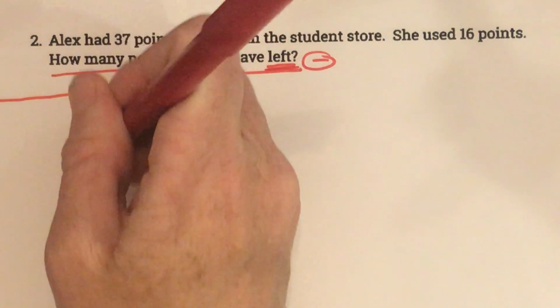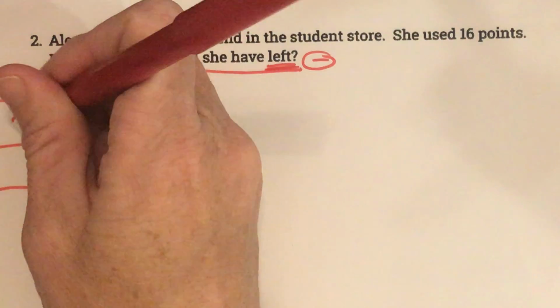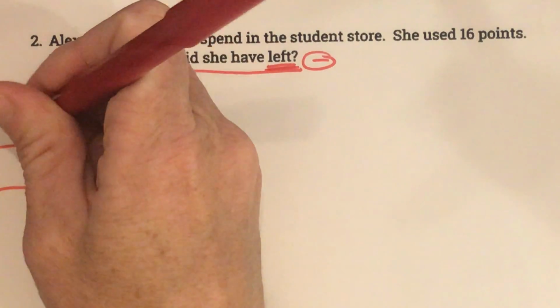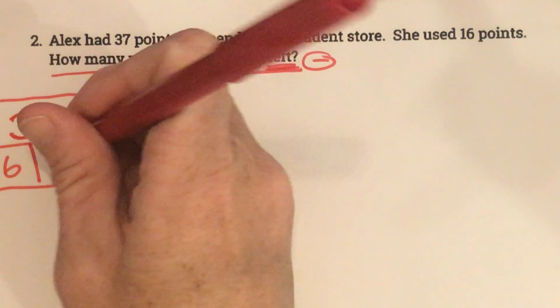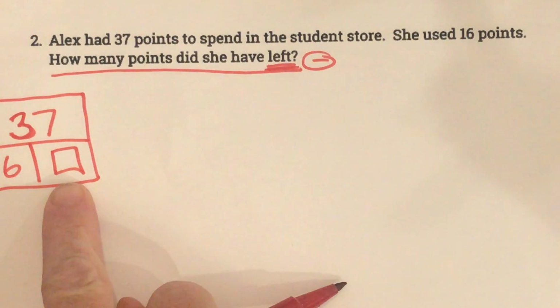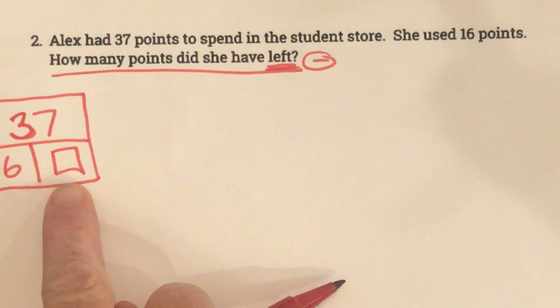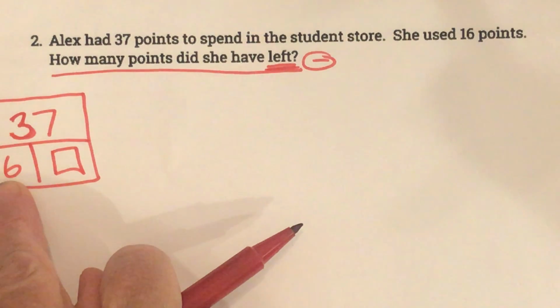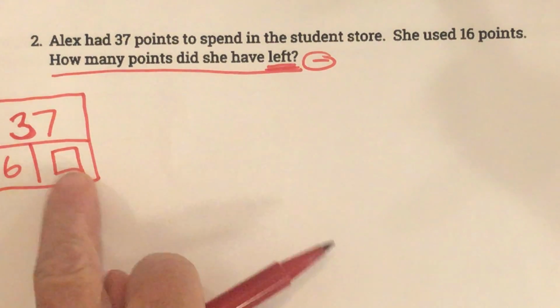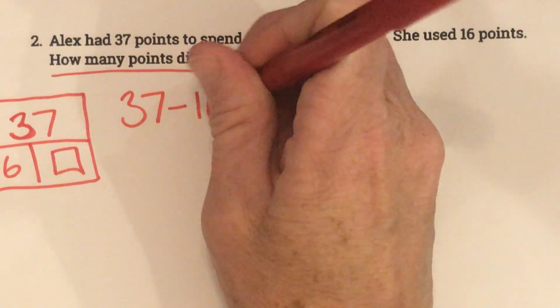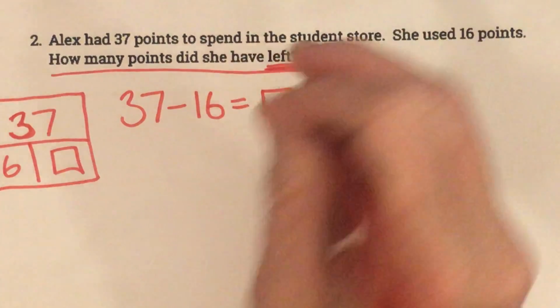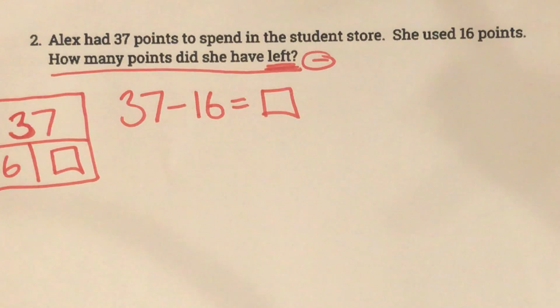I'm going to do a tape diagram. She had 37. That was her whole. And she spent 16. And then how many's left would be the other part. So 37 take away this part equals this part. So my equation is 37 subtract 16 will give me my missing part.